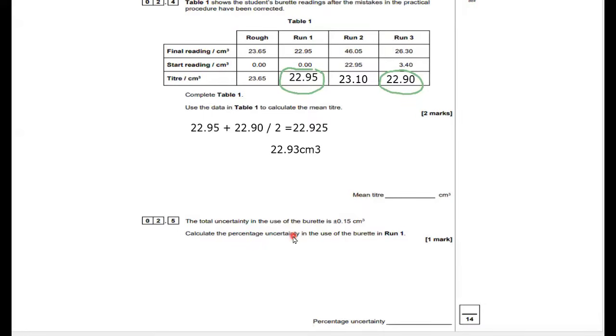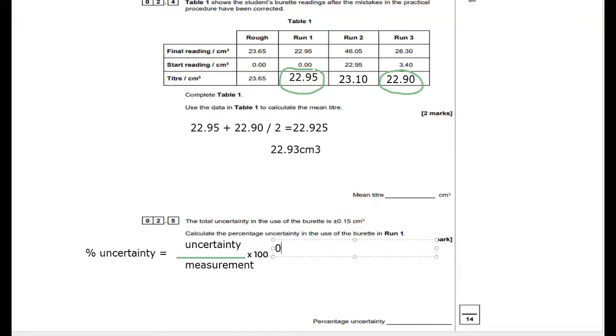2.5. The total uncertainty in the use of the burette is plus or minus 0.15. Calculate the percentage uncertainty in run 1. So run 1 is over here. And for those of you that haven't memorized this yet, you need to memorize it. So it is like this. Percentage uncertainty is equal to the uncertainty divided by your measurement. So we're just going to do that one here. And it's going to look something like this.